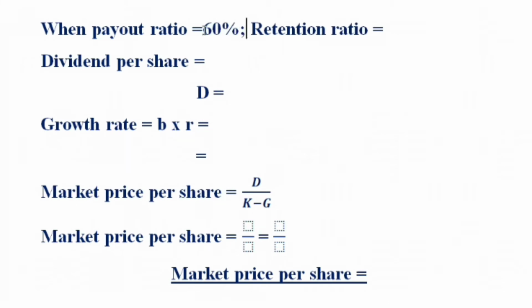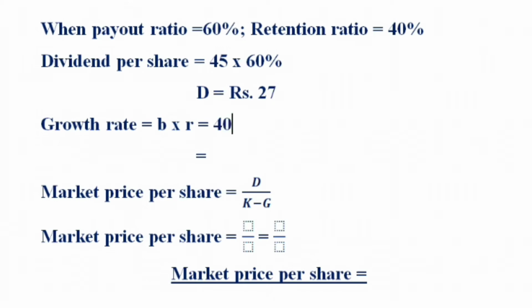If the payout ratio is 60%, the retention ratio will be 40%. Then find out the dividend per share, that is EPS, 45 rupees into 60%. Dividend per share will be 45 into 60%, which is 27 rupees.